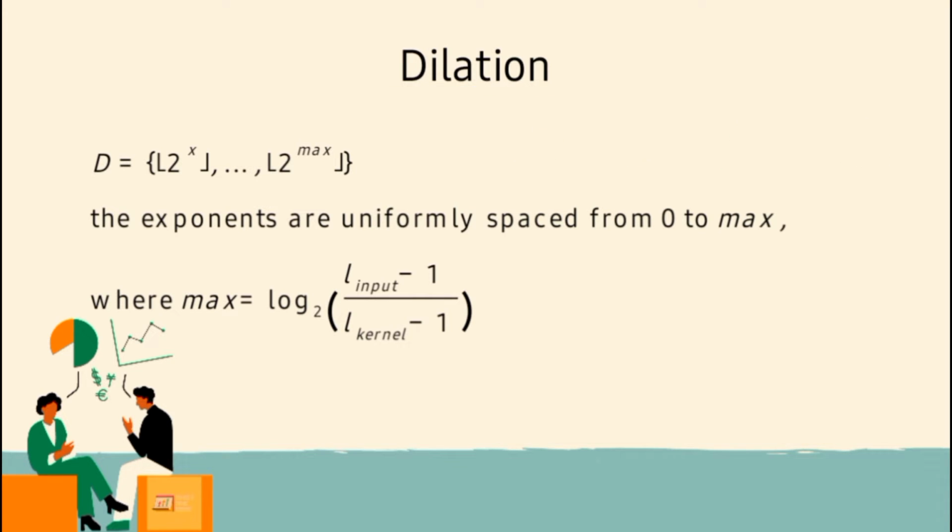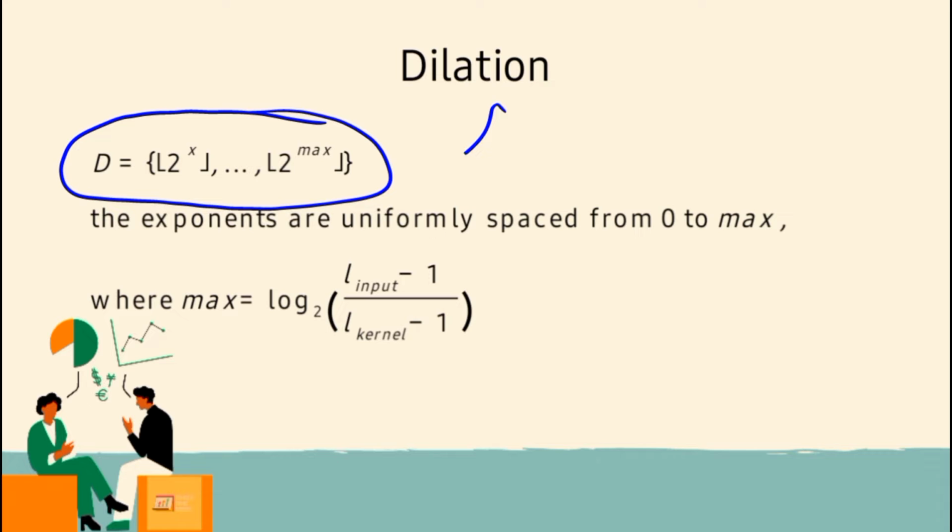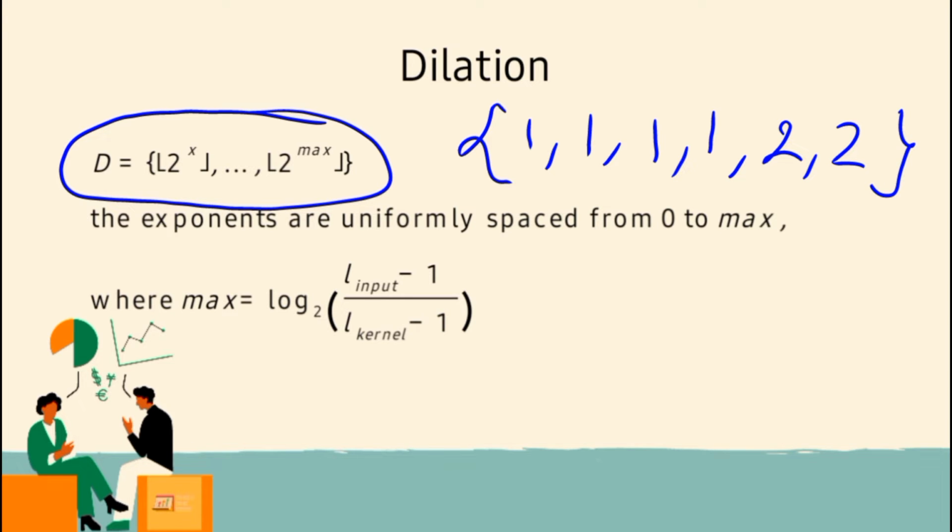The dilation ranges in this t, and that could have several of the same integers. For example, 1, 1, and then 1 again, and then 1 again, and then maybe 2, and then 2, and so on. The maximum dilation by default is 32. You can check out their paper for why it's like that, but the maximum dilation is capped at 32.